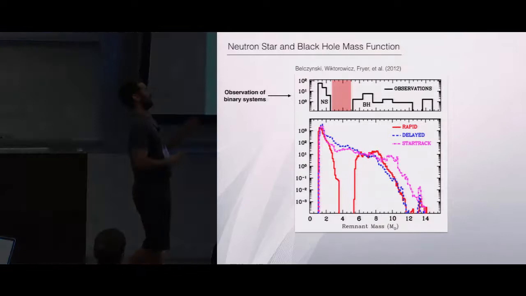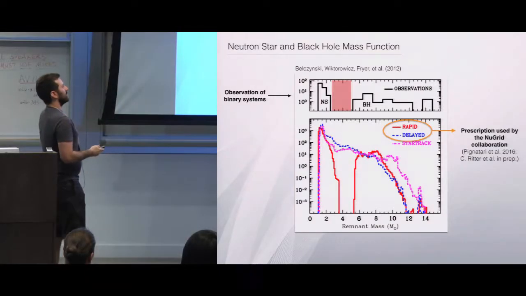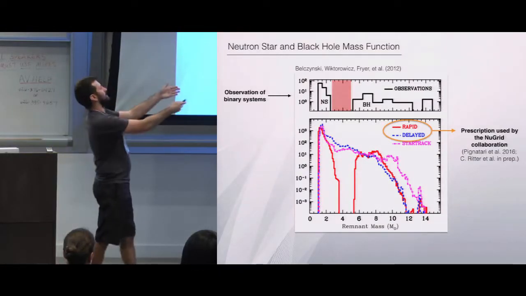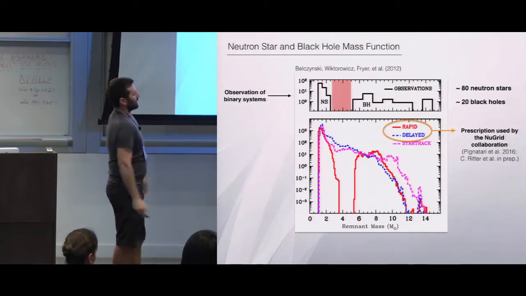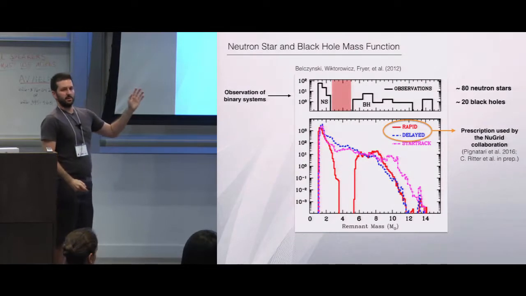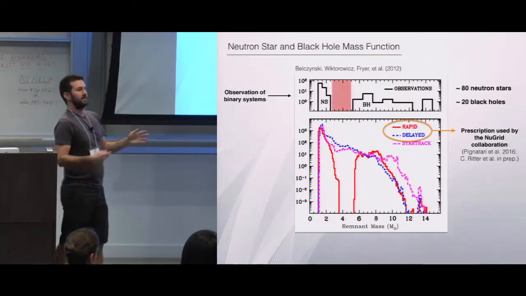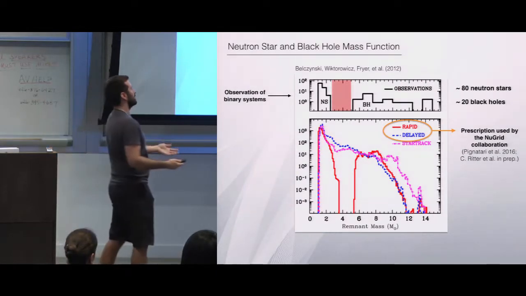Now, here's the thing I don't really like about this set of constraints. First of all, yes, that's what NuGrid is using. I need to practice my timing here. The thing I don't like about this is that there are only 80 neutron stars and 20 black holes. So that's not really a big sample.